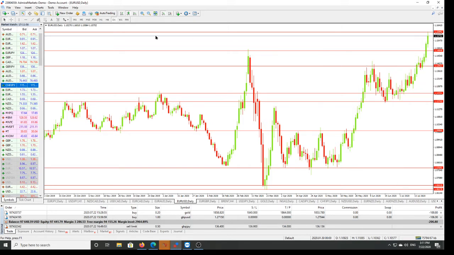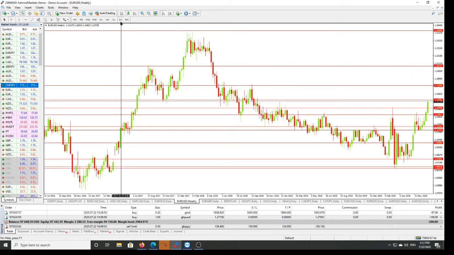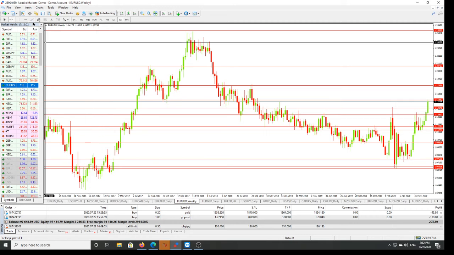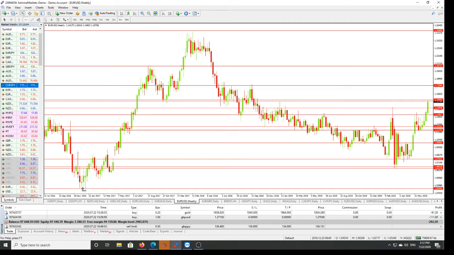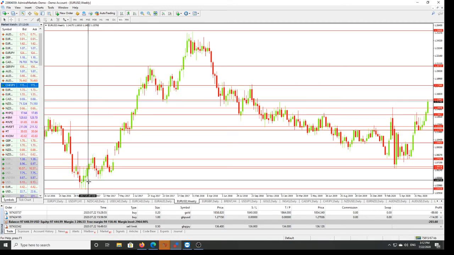So that is all I do. It's as simple as that. If we come to the weekly chart, it is the same. I'm looking at this 4-bar strategy for my support here.